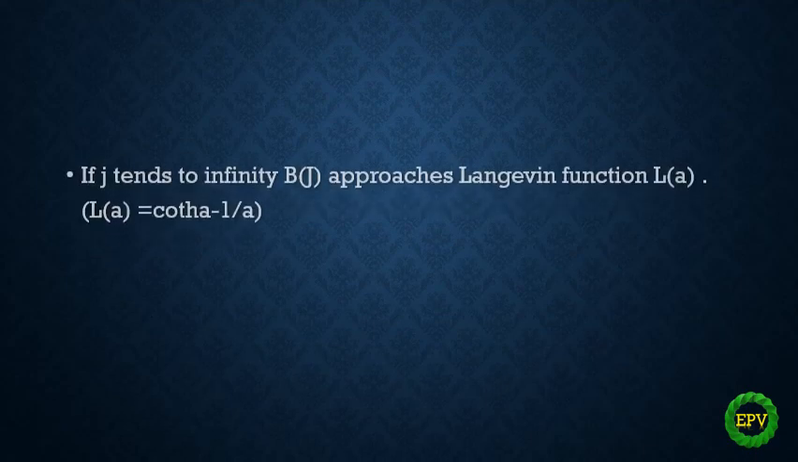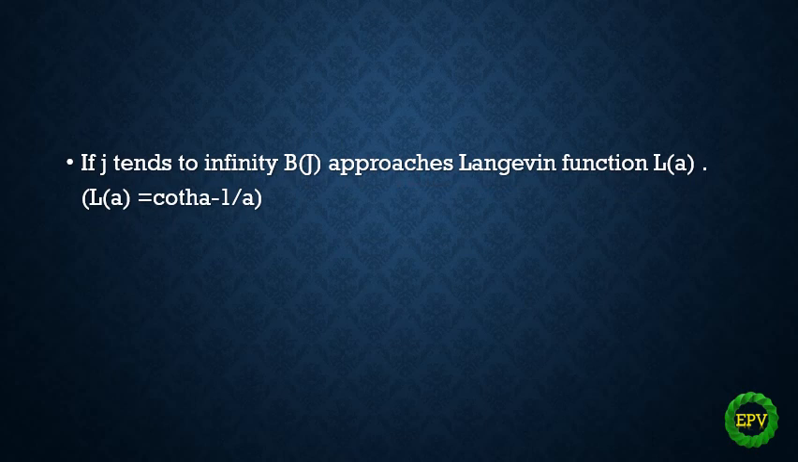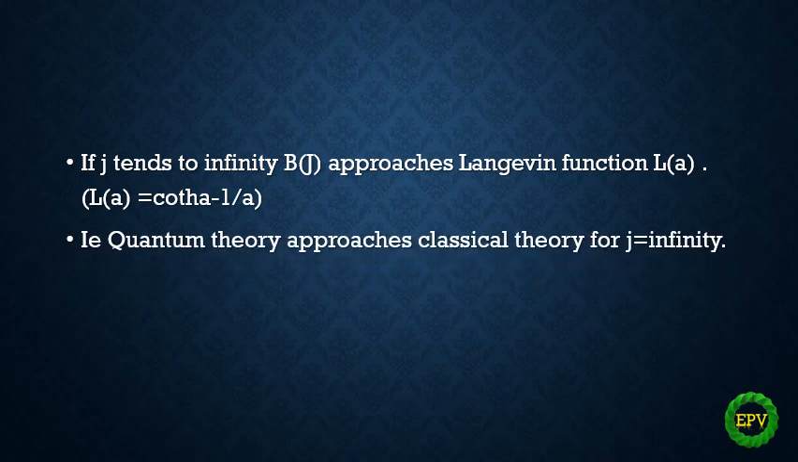If j tends to infinity, Bj approaches the Langevin function, that is the classical function. In the classical theory, we studied that the Langevin function L(a) is equal to coth a minus 1 by a. If j tends to infinity, Bj approaches L(a); the exact values of Bj are not equal to L(a), but Bj approaches L(a). That means the quantum theory approaches classical theory for j equal to infinity.